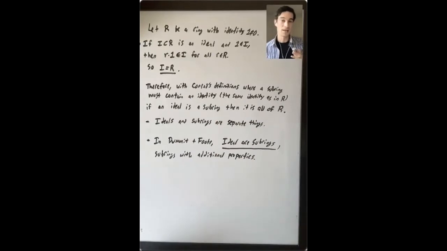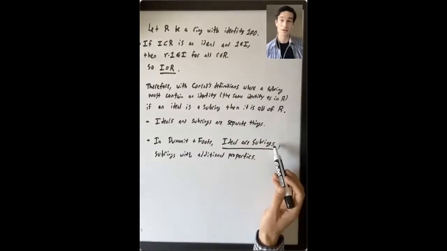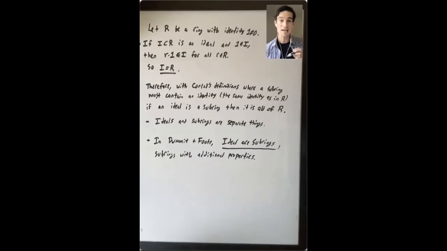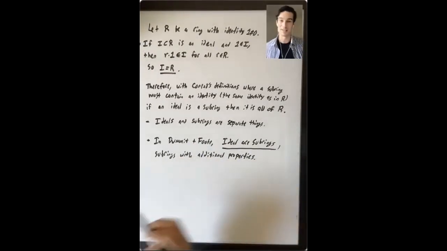In Dummit and Foote, the perspective is a little bit different. Rings don't necessarily have to have a 1. Subrings, even of a ring that does contain a multiplicative identity, don't have to contain that multiplicative identity. In Dummit and Foote, we saw that ideals are subrings, but they're not just any subrings. They're subrings with special additional properties.